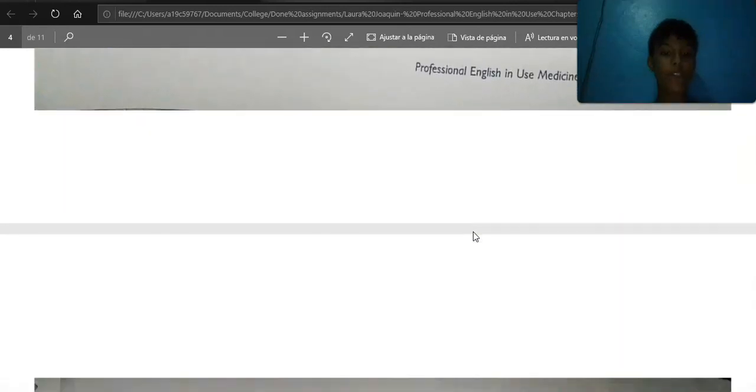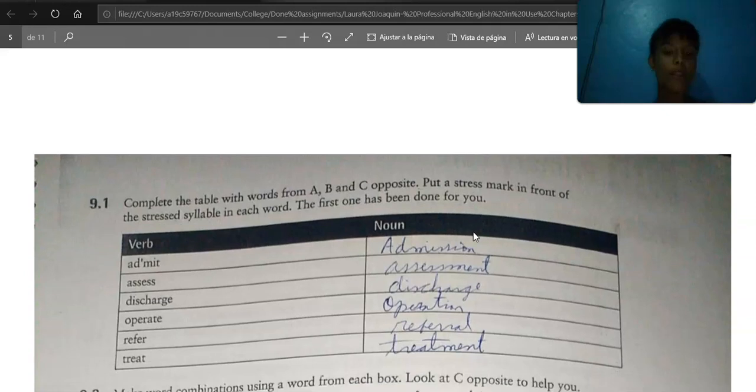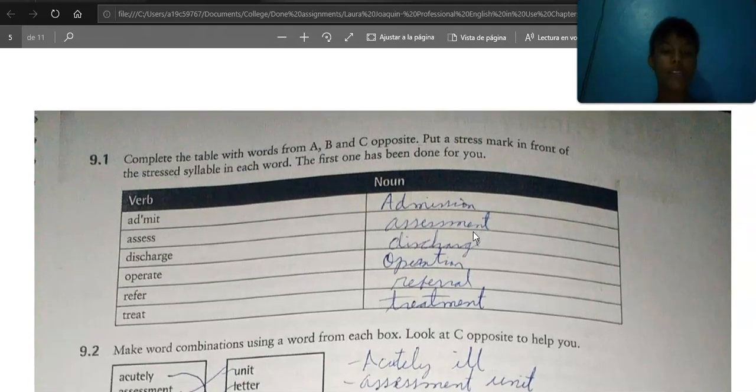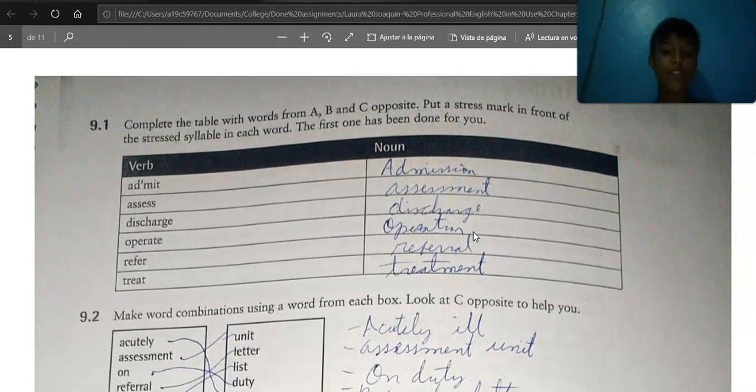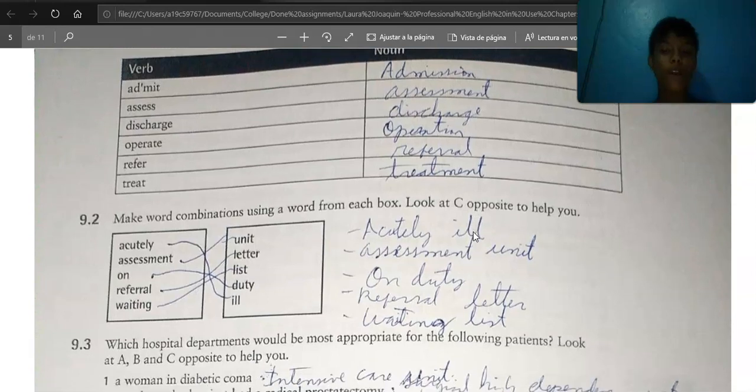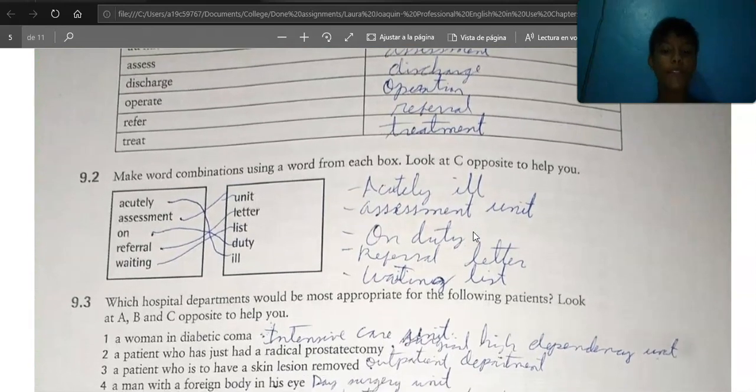Exercises from Unit 9. Complete the table with words from A, B, and C opposite. Put a stress mark in front of the stressed syllable in each word. The first one has been done for you. The verb admit, admission, assess, assessment, discharge, discharge, operate, operation, refer, referral, treat, treatment.